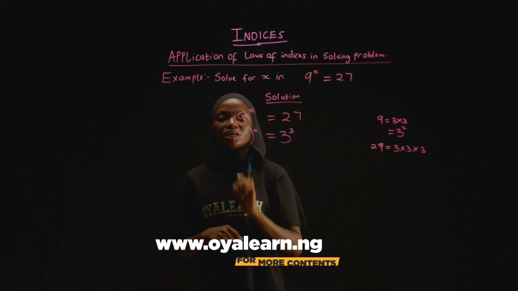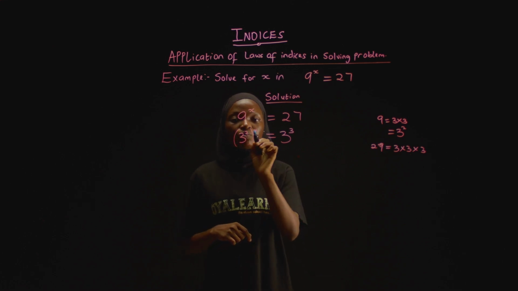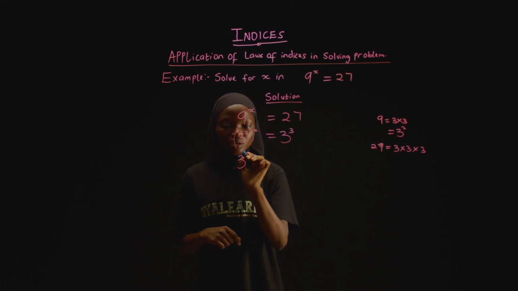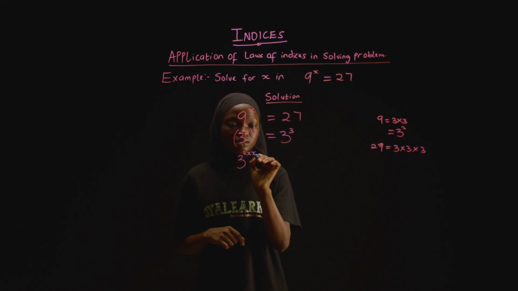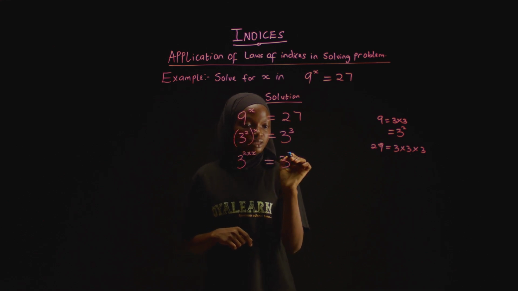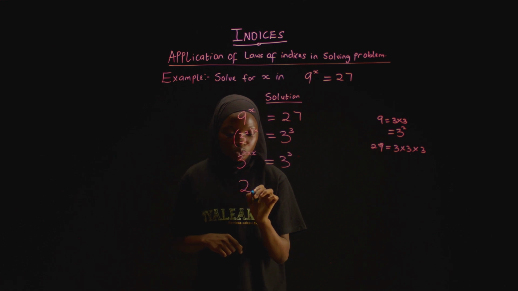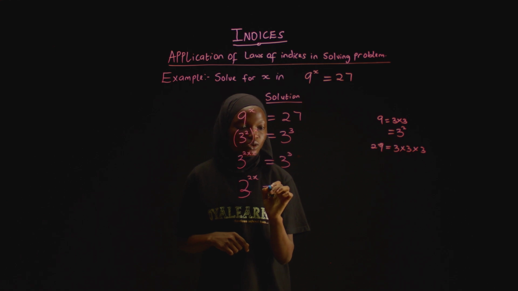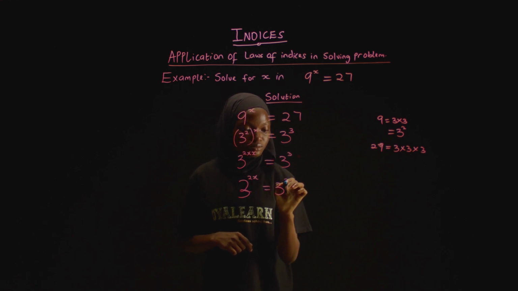Now here we simplify this, and to simplify this we multiply the powers. That is, we have 3 raised to the power 2 times x equals 3 raised to the power 3. So here we have 3 raised to the power 2x equals 3 raised to the power 3.